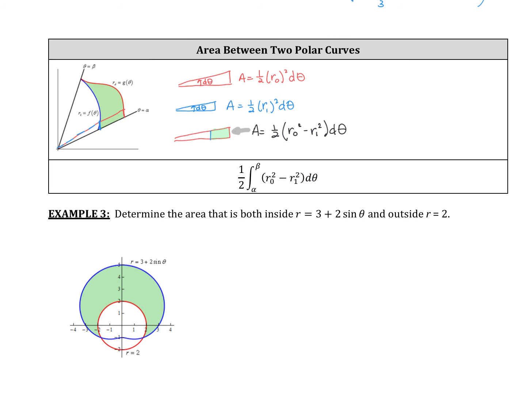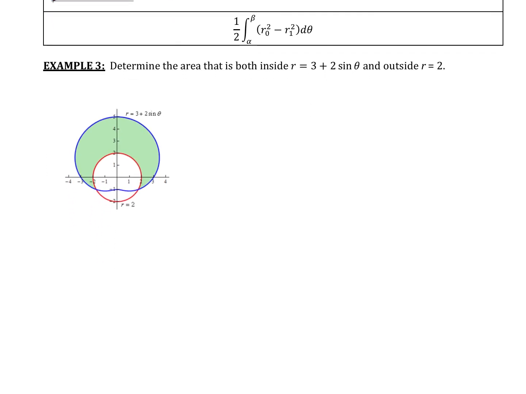Okay, so let's look at an example, because this can get a little bit weird based on where we're actually finding the areas. This says we want to determine the area that is both inside r equals 3 plus 2 sine theta, that's this blue curve right here, and outside r equals 2, and that's this circle right here. So at the same time, it needs to be inside the blue but outside the red. And so we're trying to find this green shaded region.